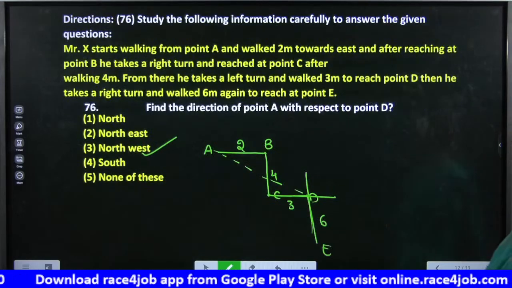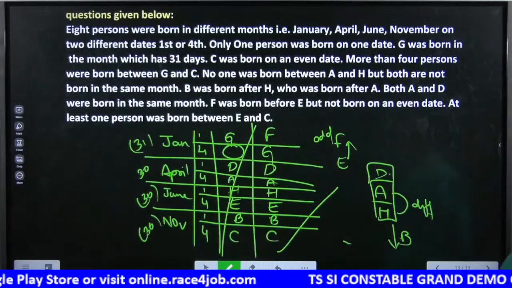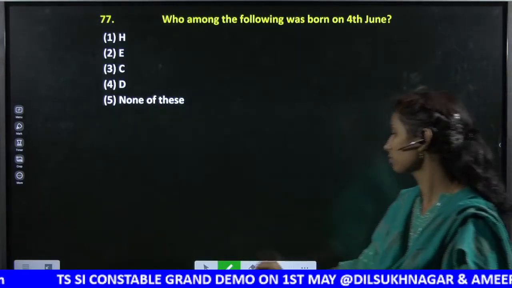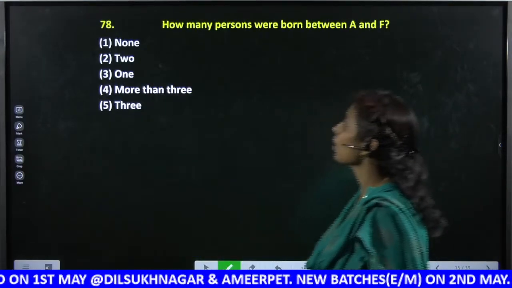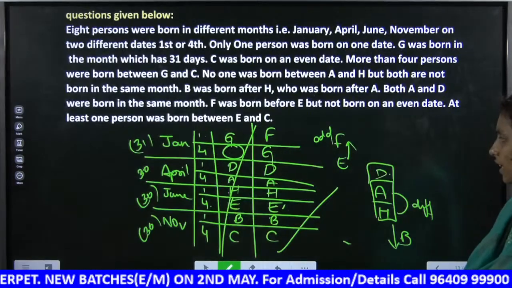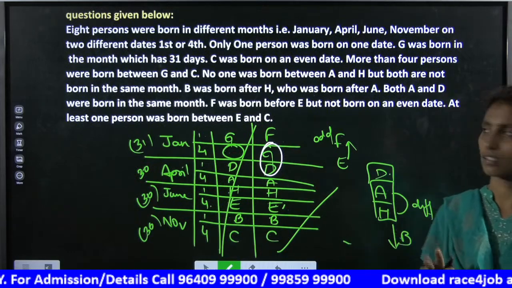Right? Okay, first question. Who among the following was born on 4th June? 4th June, it is E. How many persons were born between A and F? In between A and F, we have 2 persons.